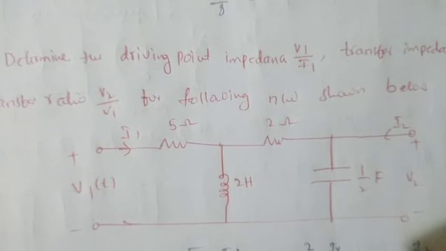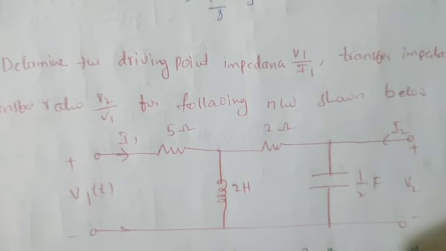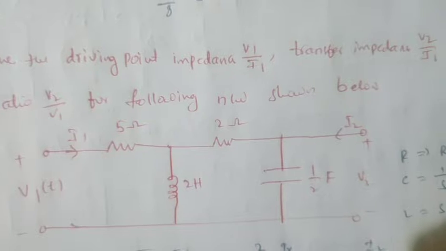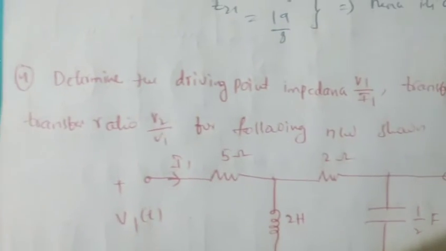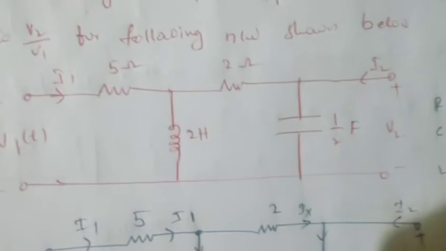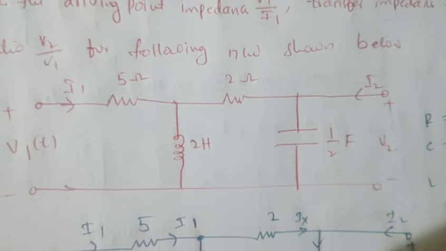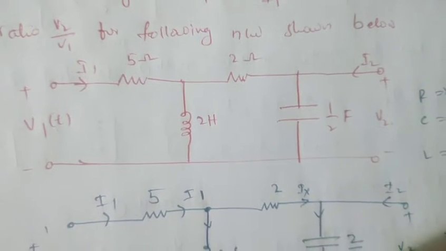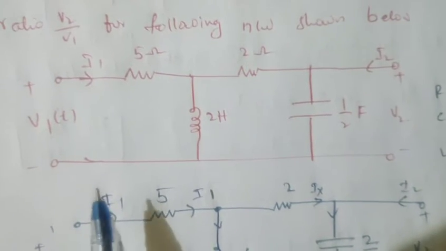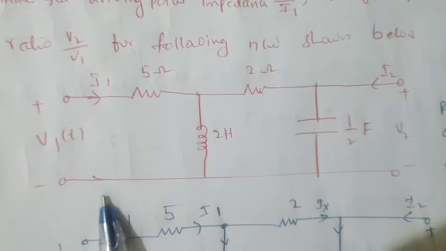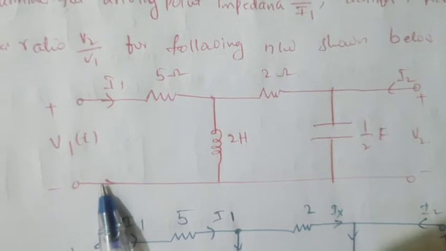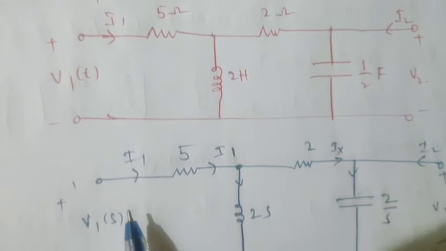Hello everyone. Today I am going to solve one problem on driving point impedances, transfer impedances and voltage transfer ratio for the following network. So let us consider this network. This is the given network, which is in the time domain. I am changing this into the frequency or S domain.